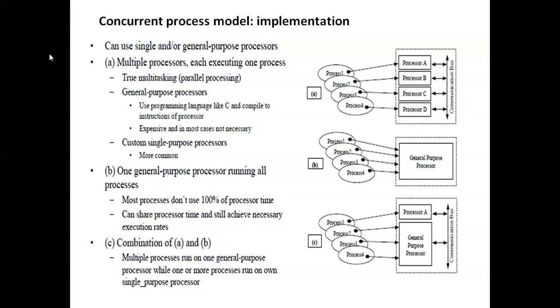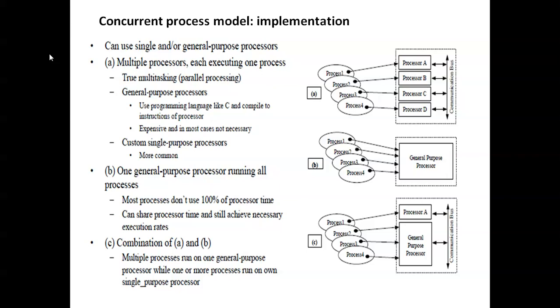A general purpose processor uses a programming language like C and compiles the instructions for the processor, which is expensive and in most cases not necessary. The custom single purpose processor is more common. It has many processors, each executing a single process.